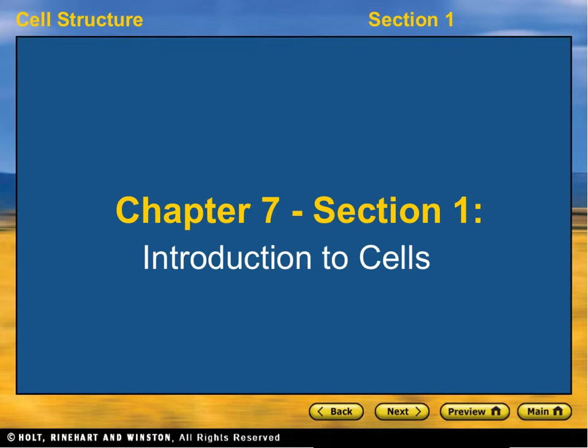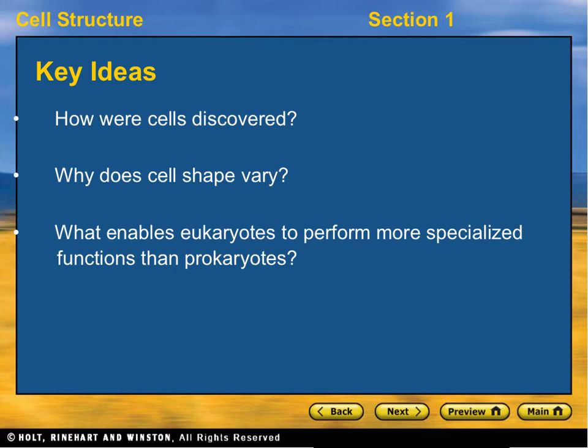In Chapter 7 we're going to look at cell structure, and today we're going to look at Section 1, which pertains to the introduction to cells. In Section 1 we're going to look at how cells were discovered, why cell shape varies, and what enables eukaryotes to perform more specialized functions than prokaryotes.